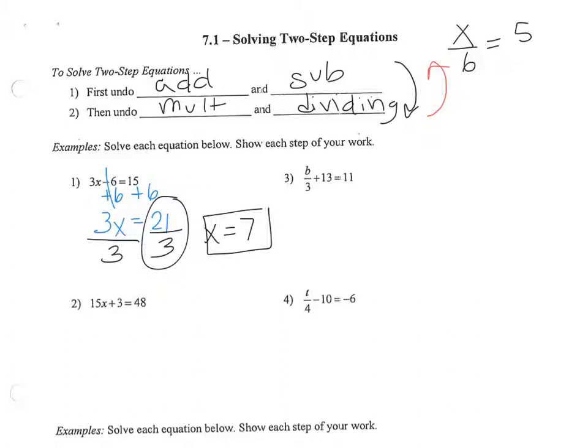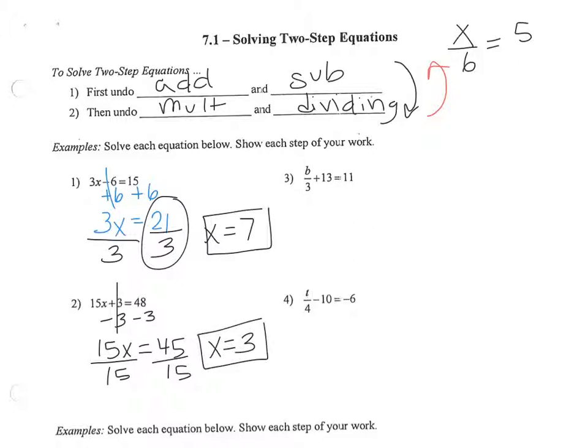Number 2, you want to get rid of the 3 first, because this is 15 times x, and you need to add and subtract first. So I'm going to subtract 3 first, cancels out, so 15x equals 45. Now I need to divide both sides by 15. So x equals 3, because 45 divided by 15 is 3.